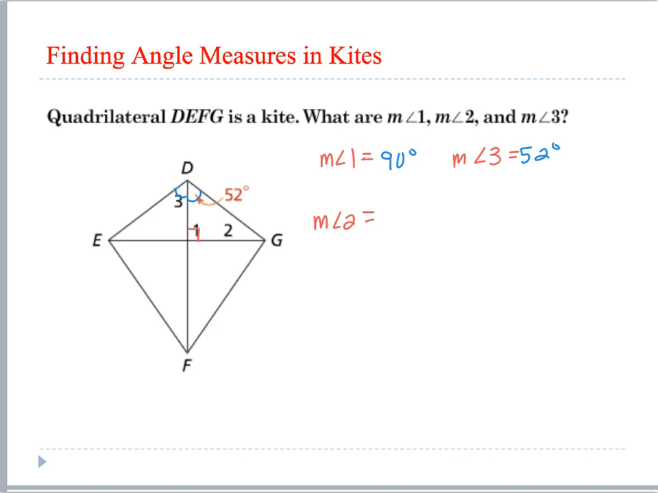And lastly, for angle 2, we know that this is a triangle right here. So if I have a 90 and I have a 52, triangles add up to 180. 180 minus 90, and then minus 52 is going to leave us with 38 degrees. So angle 2 has a measure of 38 degrees.